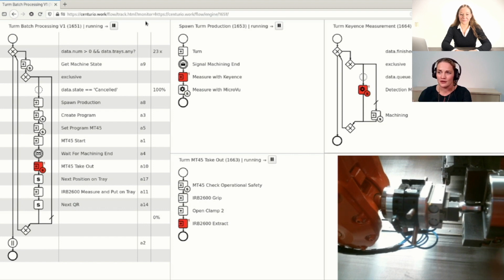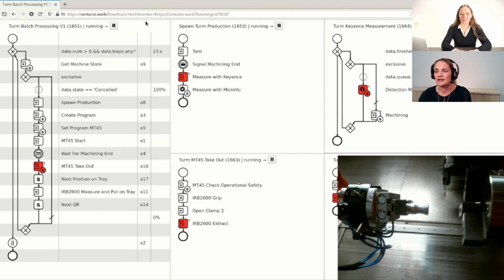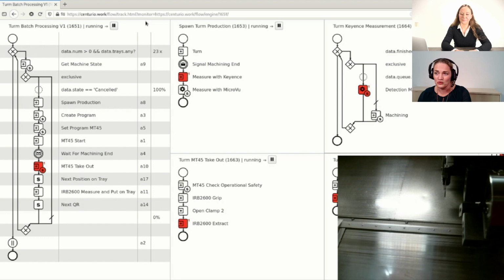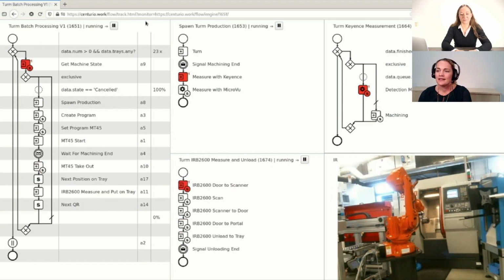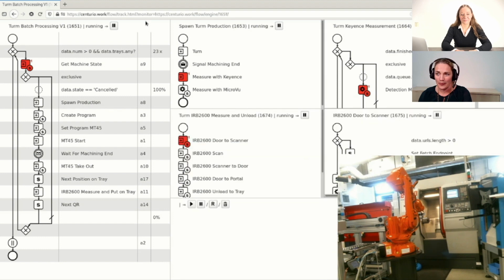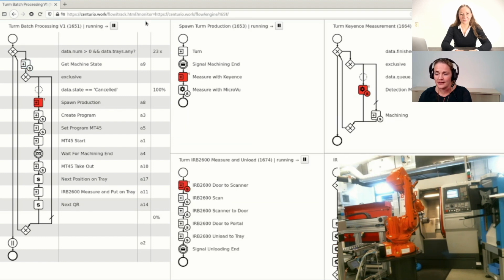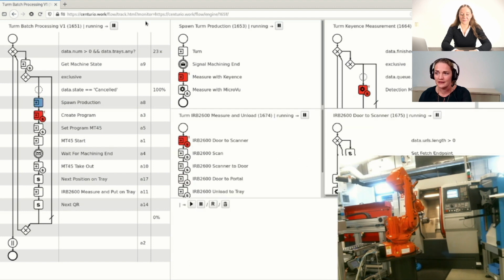And of course, we have this quality control also for every part here. We are producing a batch overall. And for this specific part of the batch, we are now entering the second phase, which is the measurement phase. And here we have two measurements. As we can see in the process here, we have measure with Kians and measure with micro Wu. And this is some optical measurement. And now the robot will also do this. So it's fully automated in the sense that there's no human involvement directly in the process.